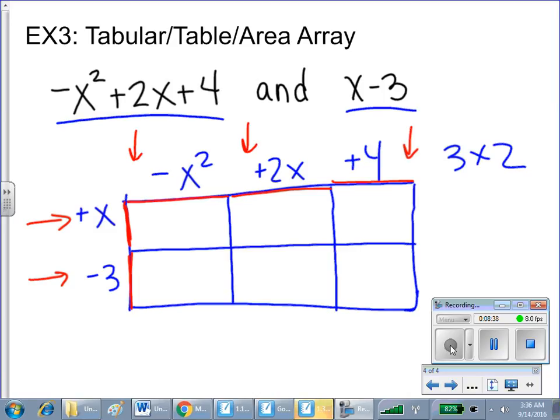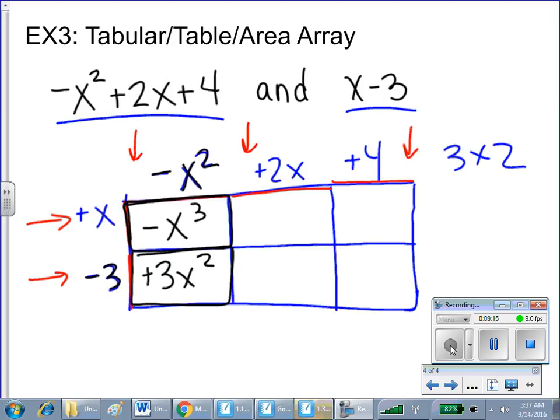For example, I'm going to start by multiplying x and negative x squared. Since I'm multiplying those two things, the box where they meet is going to be this box right here. So in that box, I'm going to write negative x cubed because that's what I get when I multiply them. Now I'm going to multiply the negative 3 and the negative x squared. Those two expressions meet in this box. When I multiply them, I get positive 3x squared.